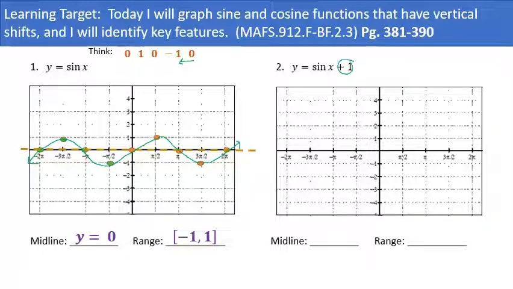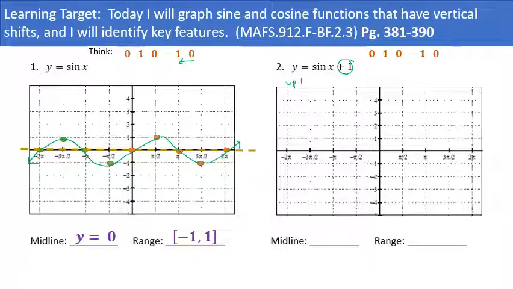So we should expect this whole graph to move up 1 unit. All right, let's just make sure that we're all on the same page there. We expect everything to move up 1 unit. We're going to start the same way. We're going to think about 0, +1, 0, -1, 0, because it's sine.